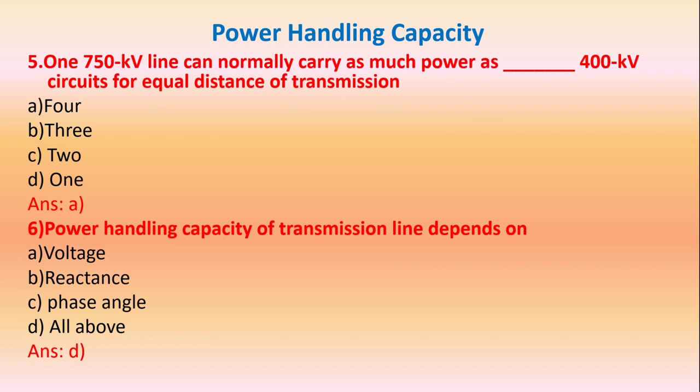Question 6. Power handling capacity of transmission line depends on option A, voltage, B, reactance, C, phase angle, D, all above. The answer is D, all above, because power handling capacity is given by the equation E square by X into sine delta. So it depends on voltage, reactance and phase angle.